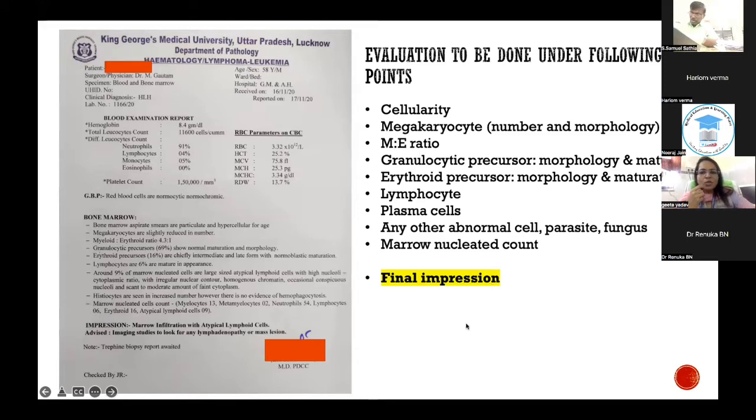One line about the M:E ratio, the myeloid erythroid ratio. The myeloid erythroid ratio consists of the ratio between myeloid and erythroid cells. But if any cell line apart from these is raised, like plasma cells or lymphocytes, then we should not give any ratio. Okay, that was a question in the pre-test.